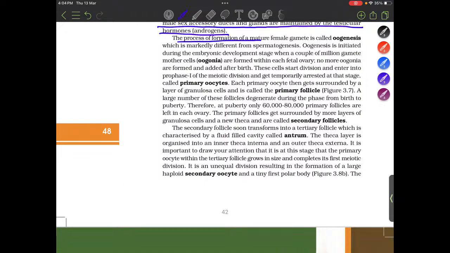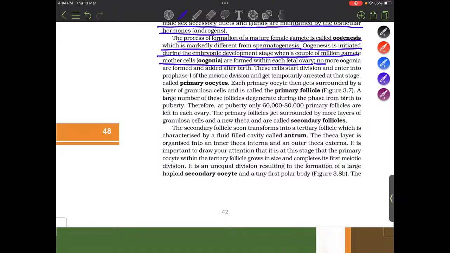The process of formation of mature female gametes is called oogenesis, which is markedly different from spermatogenesis. Oogenesis is initiated during the embryonic development stage, when a couple of million gamete mother cells, oogonia, are formed within each fetal ovary. No more oogonia are formed and added after birth. These cells start division and enter into the first meiotic division and get temporarily arrested at a stage called primary oocytes.